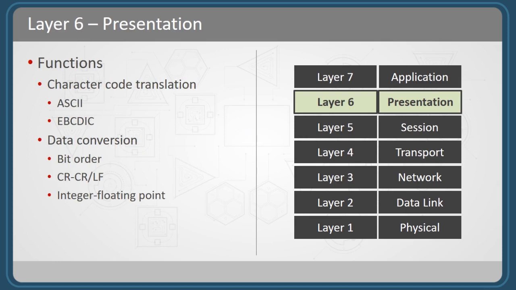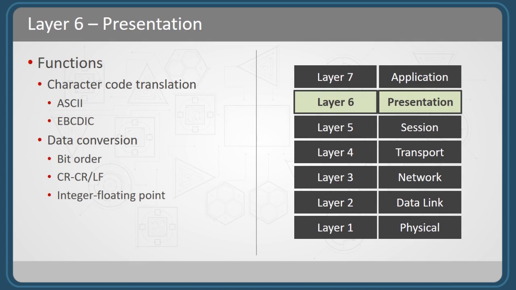But we also see functions of character code translation happening here. ASCII, or American Standard Code for Information Interchange, and what's commonly referred to as EBCDIC, which is Extended Binary Coded Decimal Interchange Code. These essentially are translation methods from binary to character information. They're just different approaches, but of course, binary is at the lowest levels, and character is what we expect to see. It also handles data conversion with respect to the bit order.